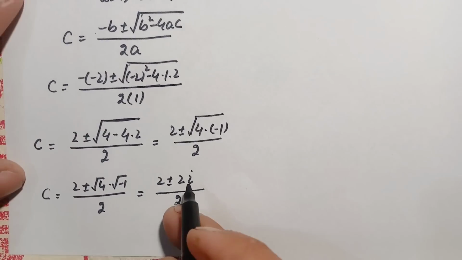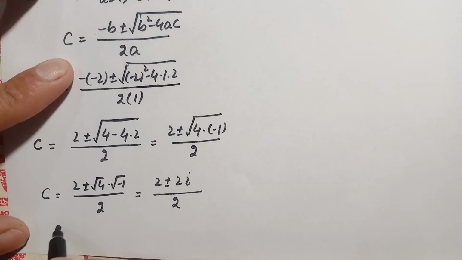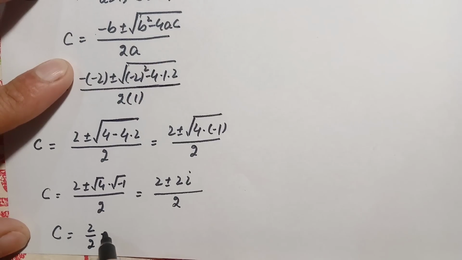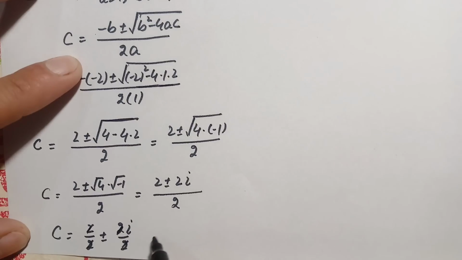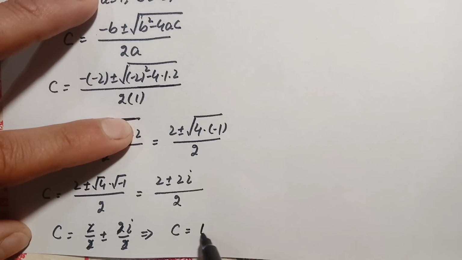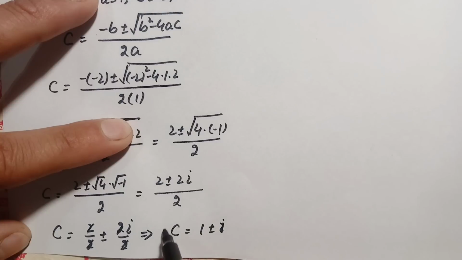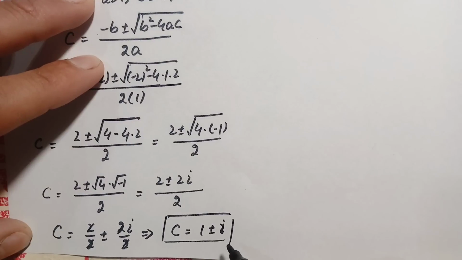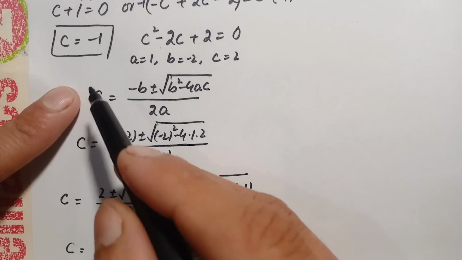Further we can write this as c is equal to 2 by 2 plus minus 2i divided by 2. Here we will cancel this 2 with this 2 and this 2 with this 2. So the value of c will become c is equal to 1 plus minus 1i or simply i. So c is equal to 1 plus minus i are the other two solutions. So finally we have 3 possible solutions. One is real and 2 are complex.